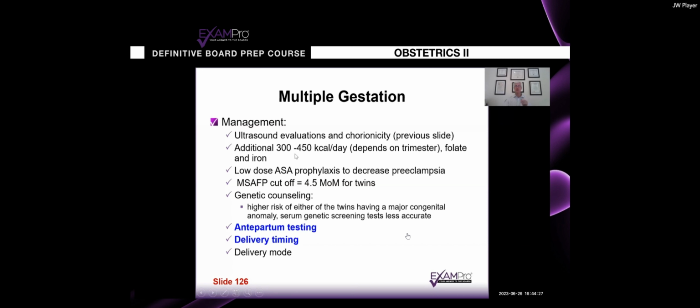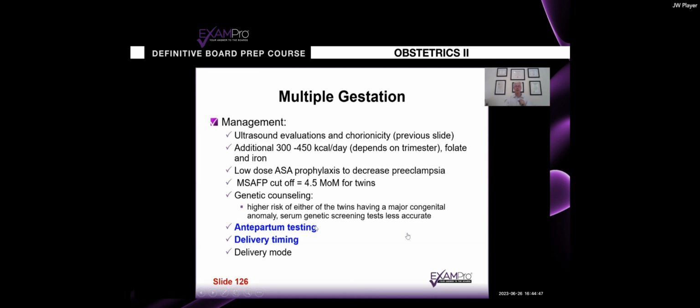You want to have a little bit higher, maybe more caloric intake during pregnancy. Good screening for aneuploidy and anomaly testing, because we have two babies in there. The risk that one of them in the pregnancy would be affected is higher than if you had a singleton pregnancy. And remember, your AFP cutoff is a little bit higher.